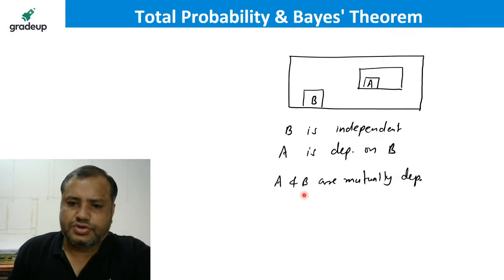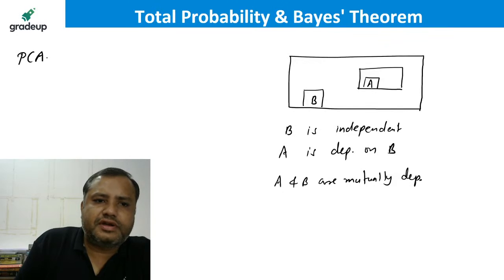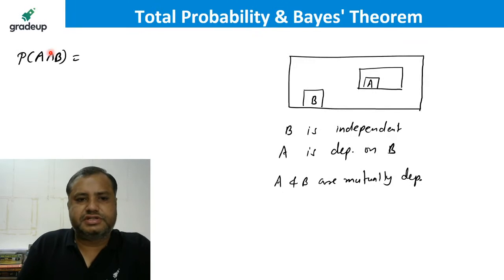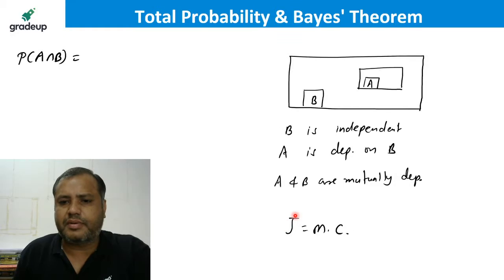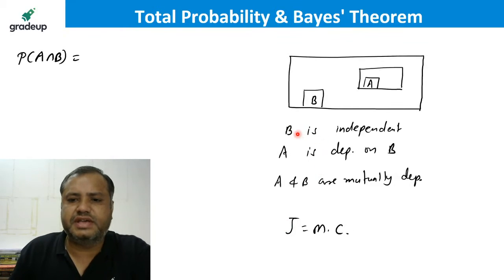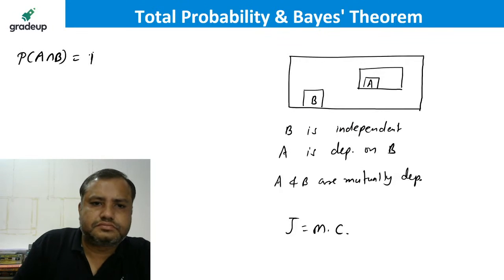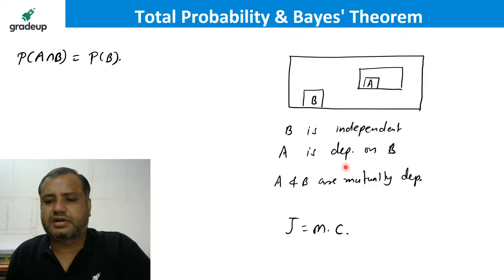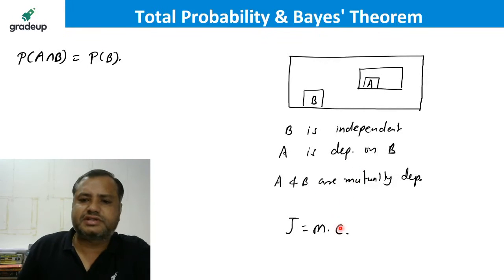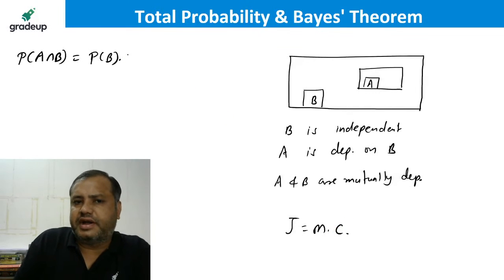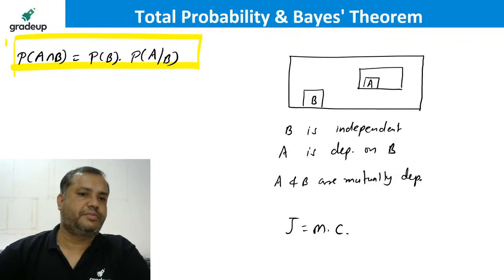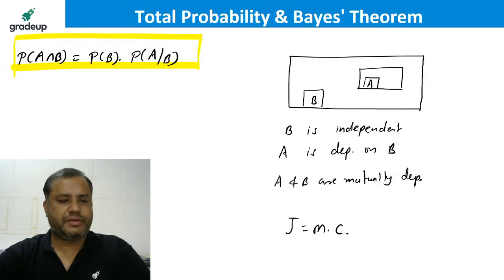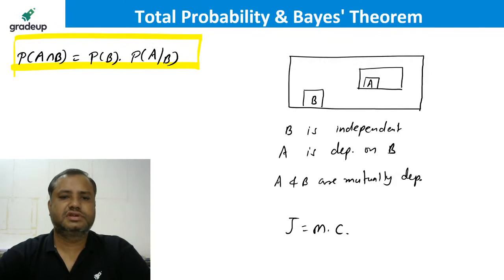We are interested in the joint probability of A and B. So how to write it? This joint probability is equal to one marginal and one conditional. Marginal probability of which event? The event which is independent, so B is independent. Then the conditional probability of the event which is dependent. A is dependent on B, so probability of A given B. This is how we write the joint probability for mutually dependent events. Is that clear?